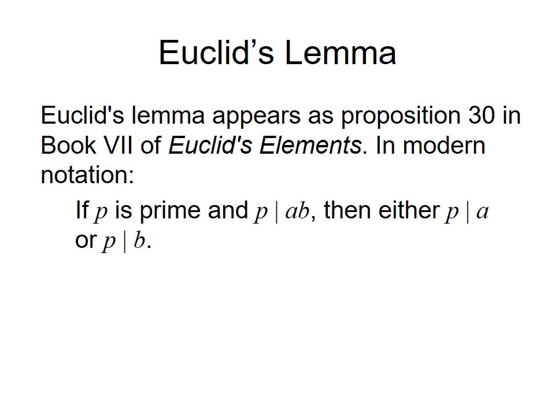Euclid's lemma is from the Elements. In modern notation: if a prime divides a product, then it has to divide one of the two things in the product, because a prime number can't be split across two factors.